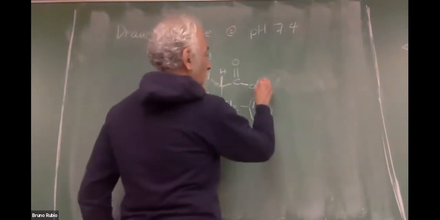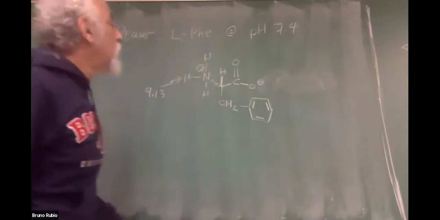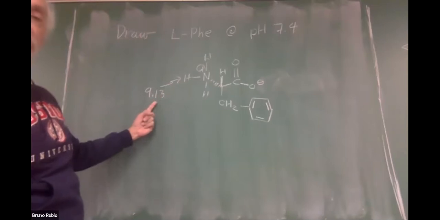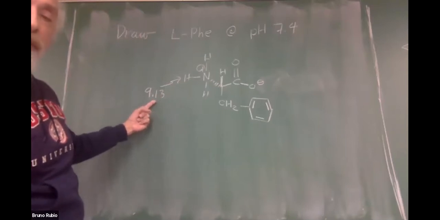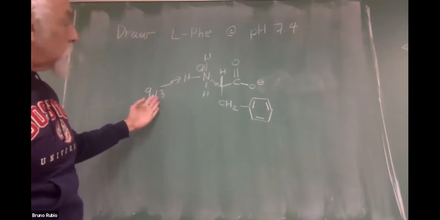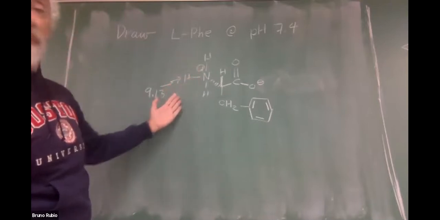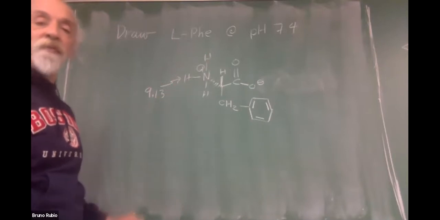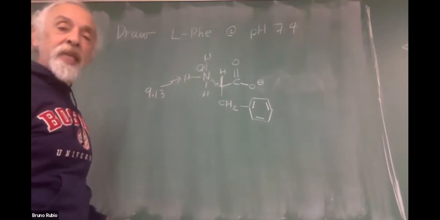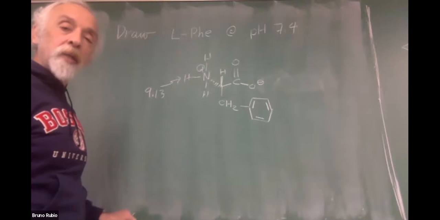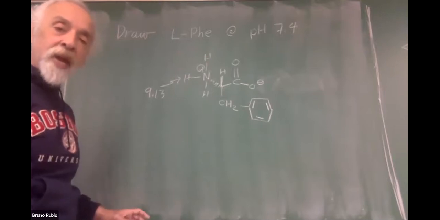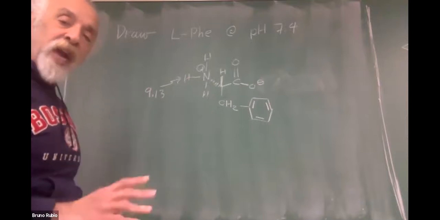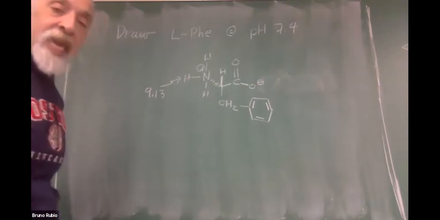So that's O minus there. And this proton doesn't start falling off until we reach 9.13. So we're at 7.4. It hasn't fallen off yet. And so that would be the structure of L-phenylalanine at pH 7.4. So did you get all of that? How to use that table and how to implement and where to find these pKs.